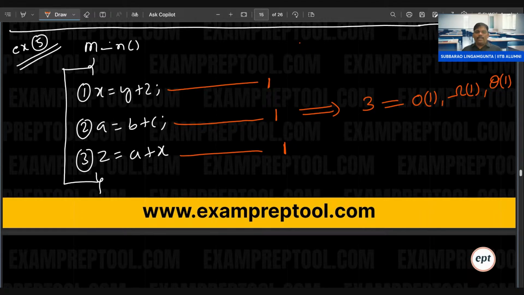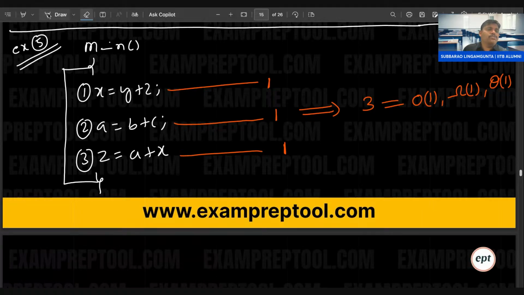Every statement you write is 1, 1, 1, 1. So the time complexity of this program is, just add all of them, 3. So 3 can be written as big O of 1, omega of 1, theta of 1. Like that you write. Okay, you have written all. It's perfect.